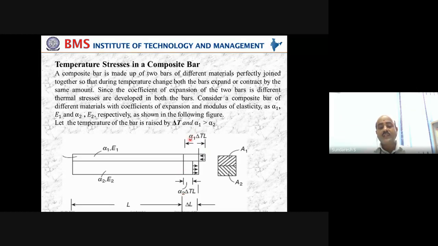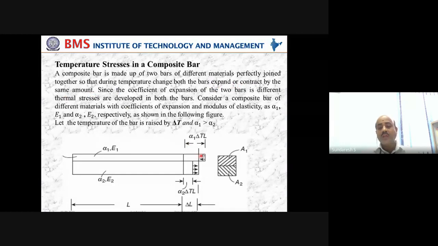Only the value varies, alpha 1, and alpha 1 is greater than alpha 2. Therefore, we can easily ascertain that alpha 1 into delta T into L, the free expansion of material 1, will be greater than the amount of free expansion that material 2 will undergo. So it means that material 1 tends to undergo more expansion or more stretching than material 2. Since the two materials are bonded together, as we have seen at the beginning, they are perfectly joined such that both bars expand or contract by the same amount.